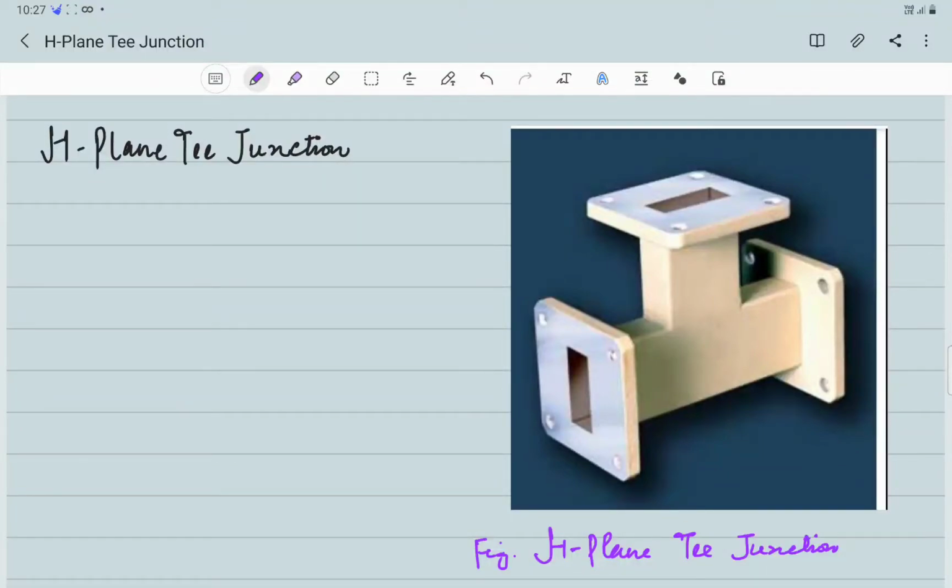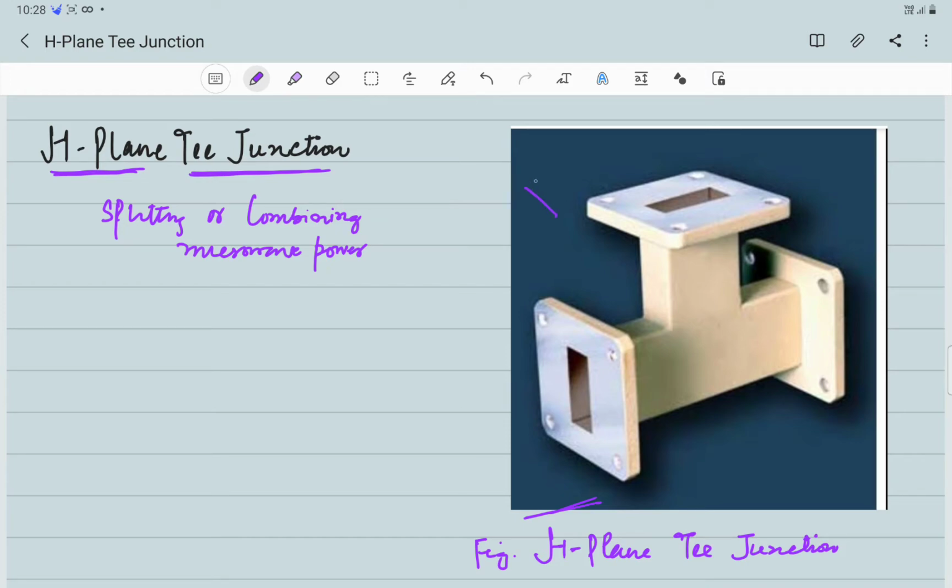I welcome you all in this lecture on S Plane T Junctions. Well, in the previous lecture on waveguide junctions, we have seen that a microwave junction is used for splitting or combining microwave power. In this lecture, we'll discuss S Plane T Junction, one such junction which is used for combining or splitting microwave power. Figure here shows a physical structure of an S Plane T.